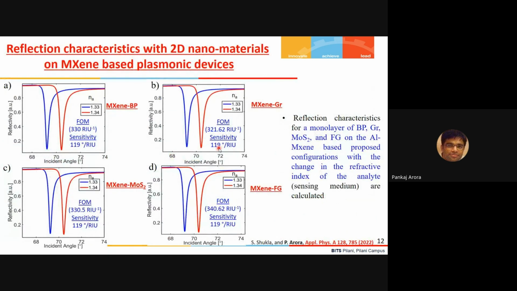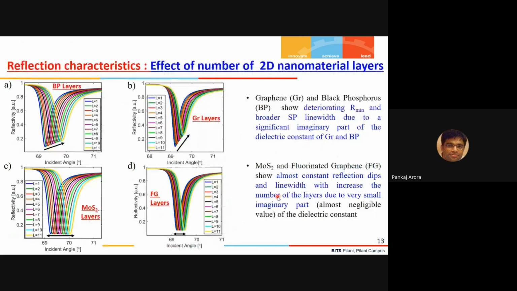So what we did again, the only difference is over here I'm adding magazine black phosphorus, magazine graphene, magazine MoS2, magazine FG. In a similar way, we try to calculate the sensitivity and the figure of merit. Now the extra step we did over here is to see the effect of, because when we deposit these 2D nanomaterials, the flakes can be 1 layer, monolayer, 2 layer, 3 layer, 4, and so on. So we wanted to see the effect of the number of layers.